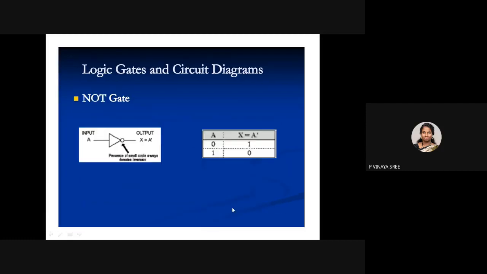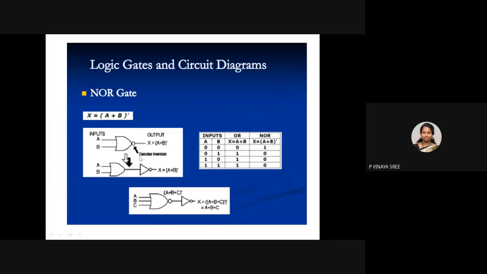And this is your AND gate, and this is your NOT gate. For the NOT gate, I just now said that the bubble, the small circle, always denotes the inverter. So even in other gates, if you observe a bubble, it means internally we are using NOT also.